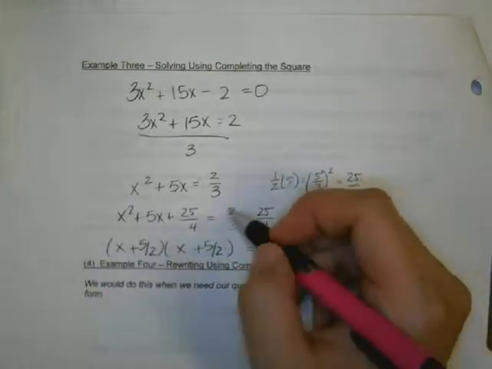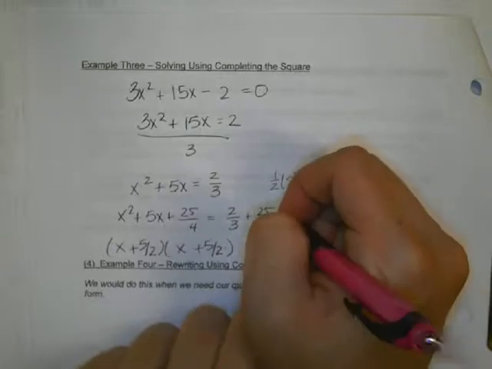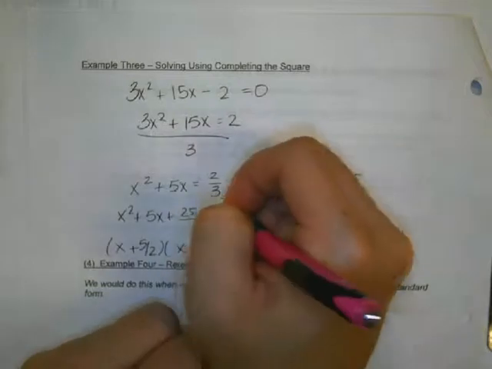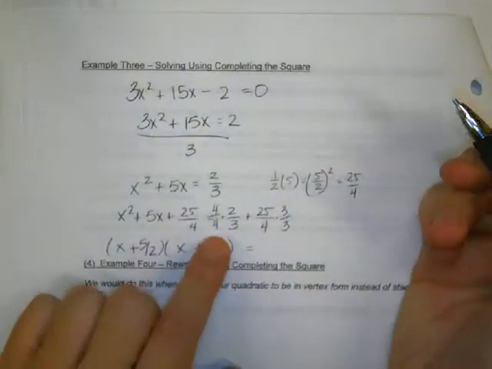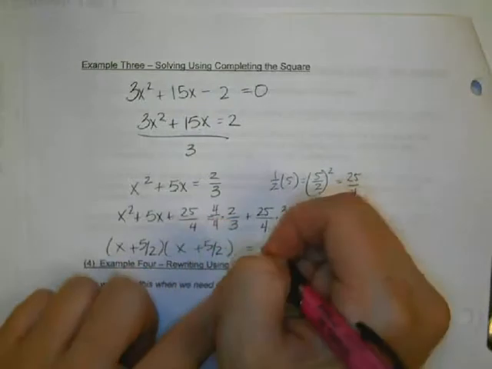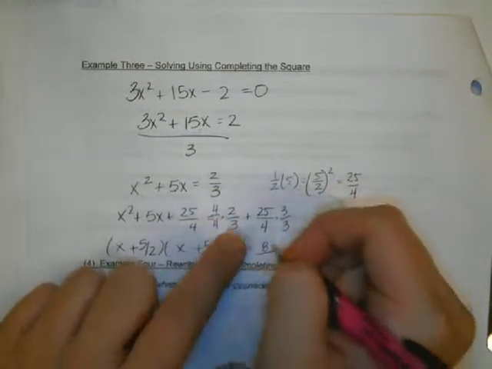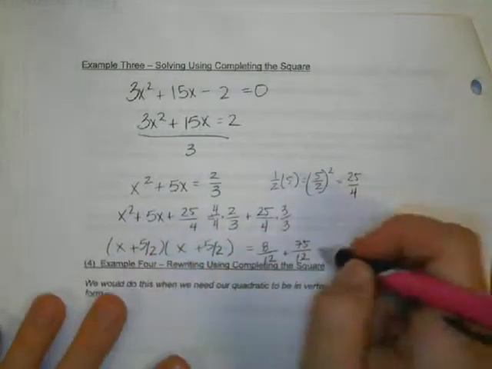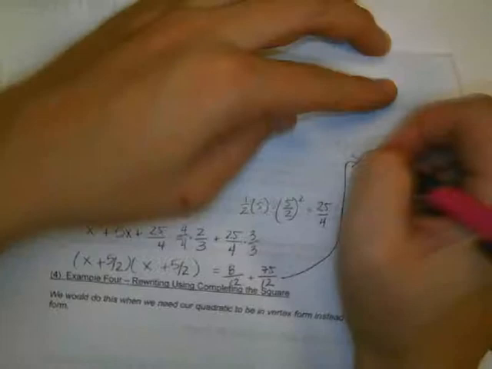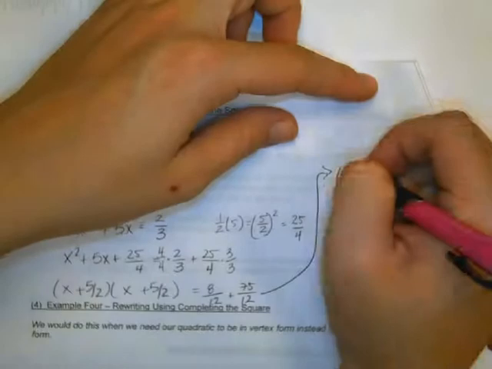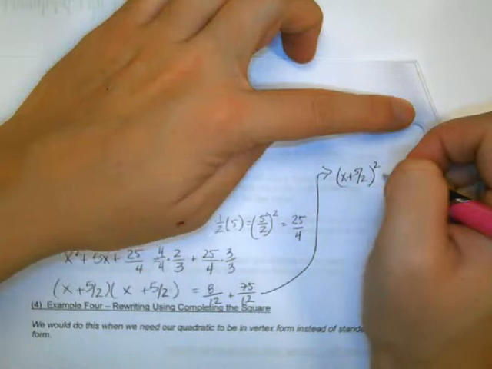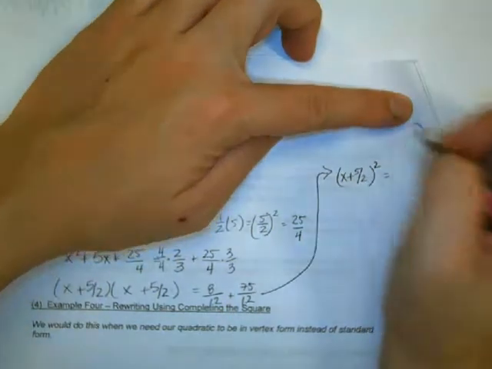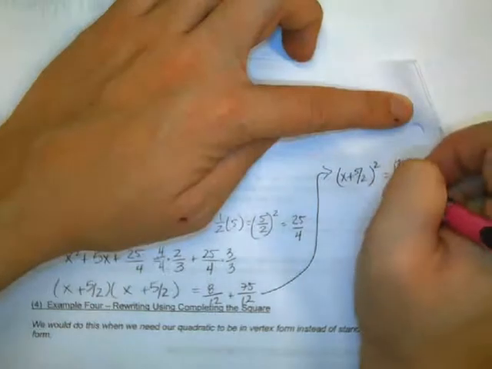And then I have to add these two fractions together, which means I need common denominators. The common denominator here is going to be 12. So 4 by 3 over 3, 4 over 4. And I'm going to be adding, I'll kind of do this in two steps here, 8 over 12 plus 75 over 12. Okay. And then I'm going to rewrite the left-hand side as a squared binomial. And then 8 plus 75 is 93 over 12.